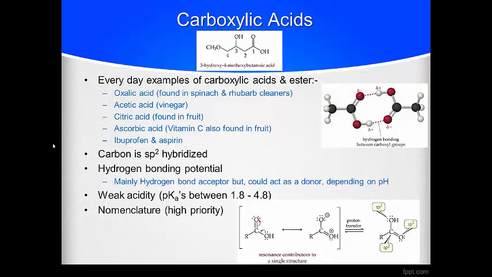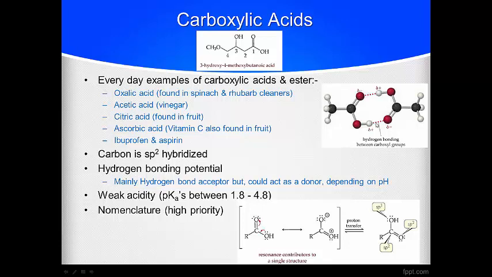So the carbon is sp2 hybridized and hydrogen bonding occurs from the carboxylic acid. So here we have our carbonyl with our oxygen, and then from that carbon we have our oxygen and our hydrogen, and we've got hydrogen bonding between that OH and the carbonyl oxygen of another carboxylic acid that's close by. Okay, so this is our hydrogen bonding between the carbonyl groups.